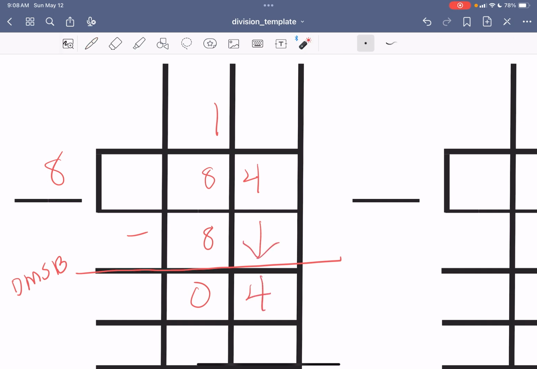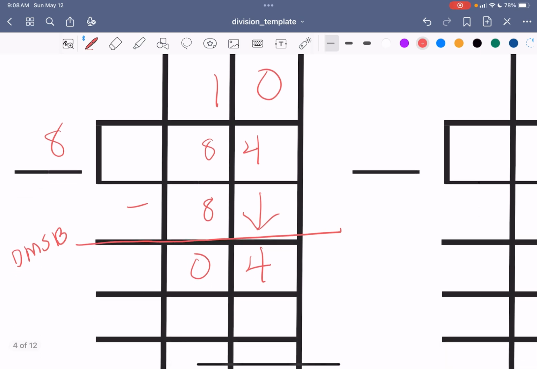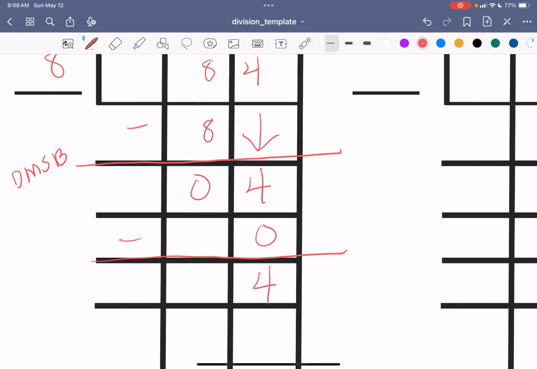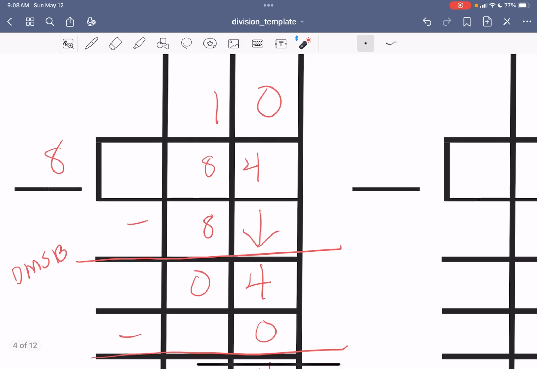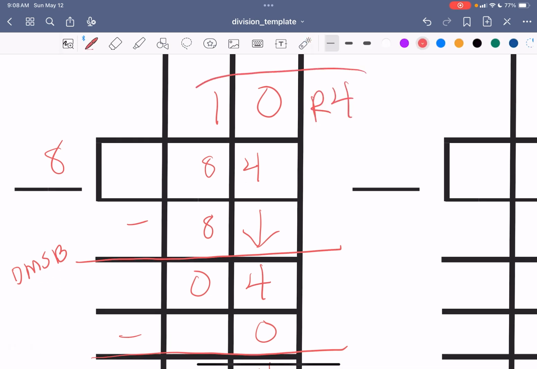Okay, so now 8 into 4 is 0. So now I have to multiply. 0 times 8 is 0. Now I have to subtract. 4 minus 0 is 4. So 4 is going to be our remainder. The answer is going to be 10 remainder 4.